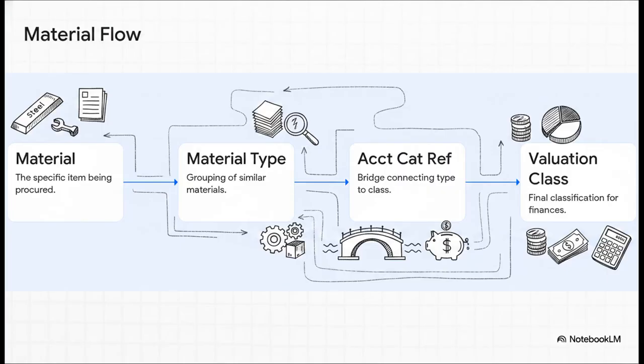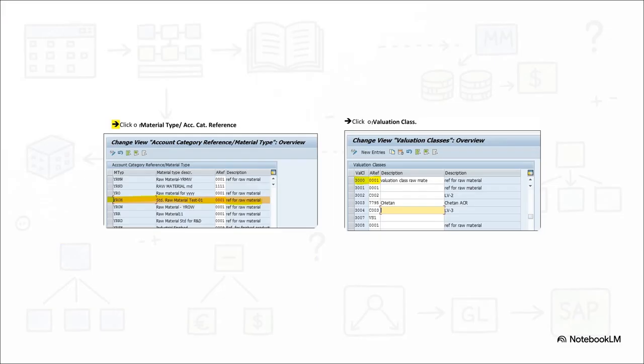Let's follow that first main root pathway. Every single material in your system has to basically answer the question, what exactly am I? It flows through these distinct stages to find its classification. A specific material belongs to a material type. That type is linked to an account category reference, which finally connects it to a valuation class. It's a really elegant chain ensuring that totally different materials, say raw steel versus office supplies, pull distinct, correct financial nutrients from the system. And this is exactly how that builds in the software.